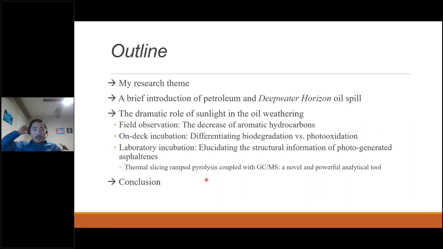Okay, here you go. So here's the brief outline of what I'm going to talk about today. Certainly I'll briefly talk about my research, what I focus on, and a brief introduction of petroleum, some background information and the Deepwater Horizon oil spill. And then let's go to the story based on some field observation data and some laboratory incubation, and also certainly we'll go to the technique, the pyrolysis technique we call thermal slicing ramp pyrolysis, coupled with the GCMS, and make a conclusion.